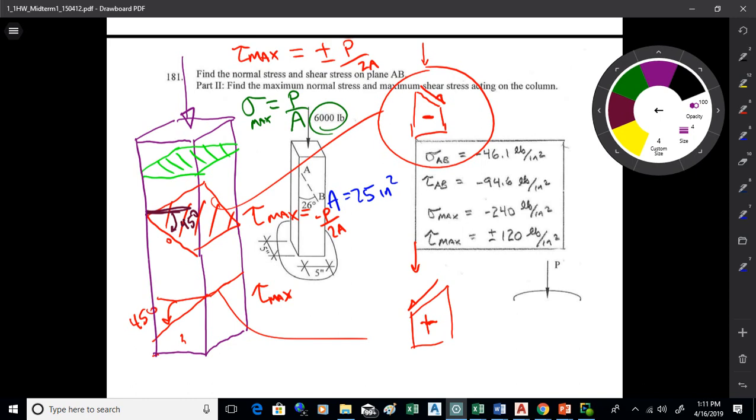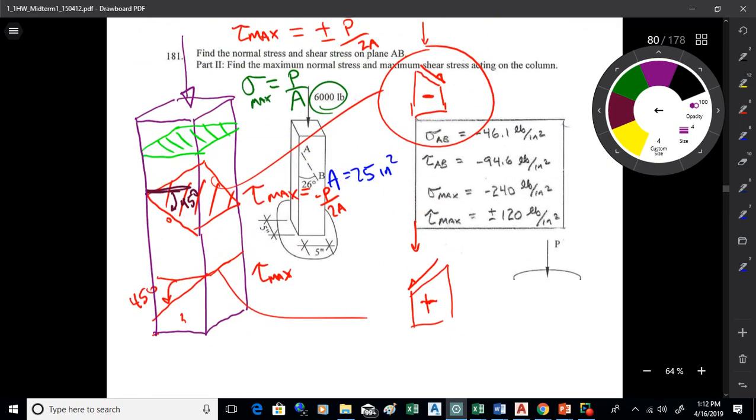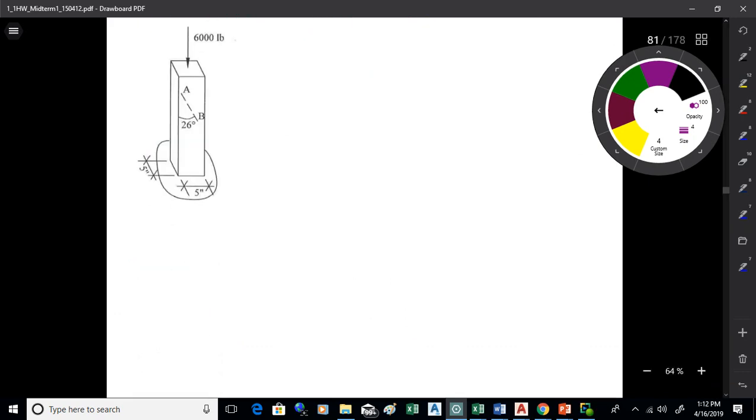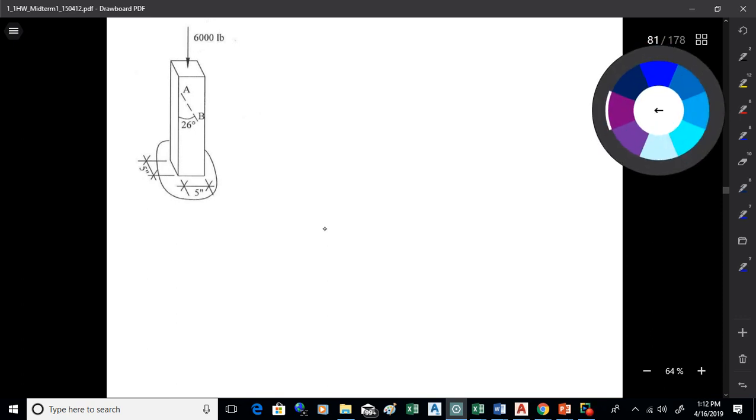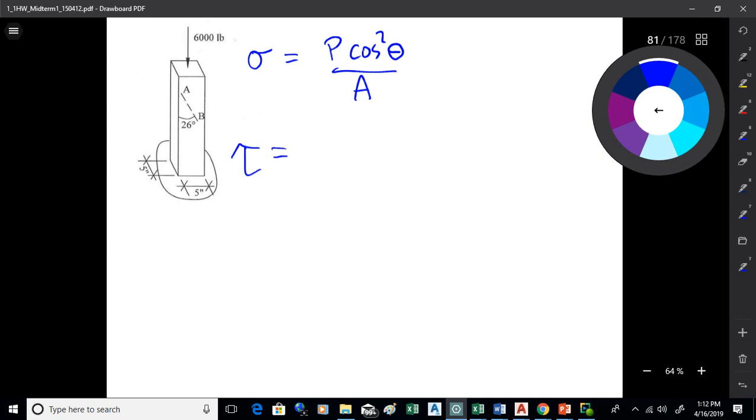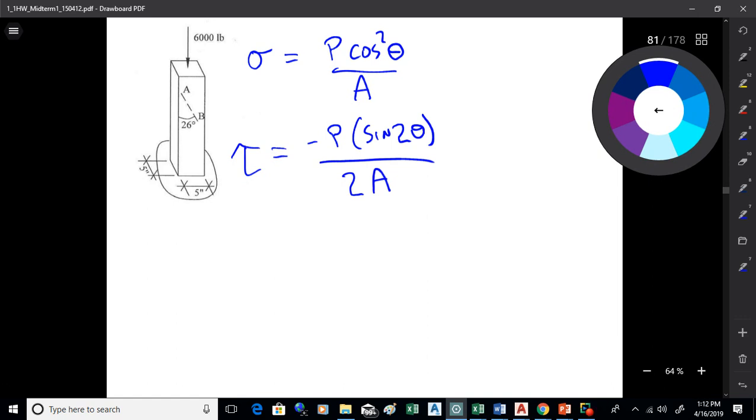Okay. Now, given how I had to change those angles because I was a little careless in how I drew them, what you're going to do for the next bit is use those standard formulas. The formula for sigma at a given angle for uniaxial is, what is that formula? I can't remember. P over A cosine squared theta. Yeah, okay, so it looks like that. And then tau at a given angle, and I just pulled up formula 21, here's formula 22, is minus P sine 2 theta over 2A, okay? All right, so those are the formulas.